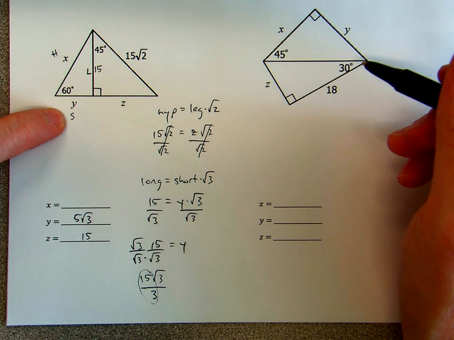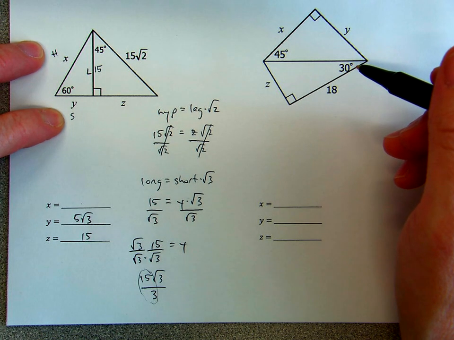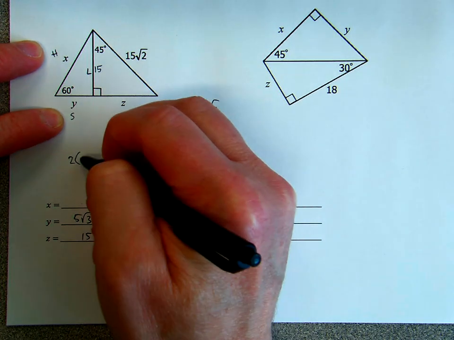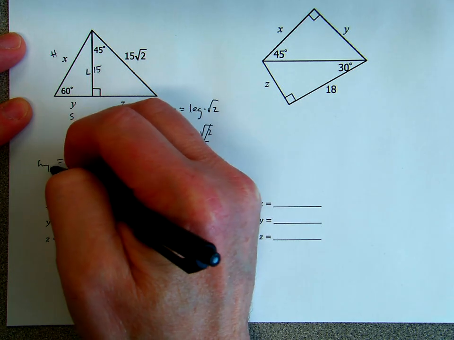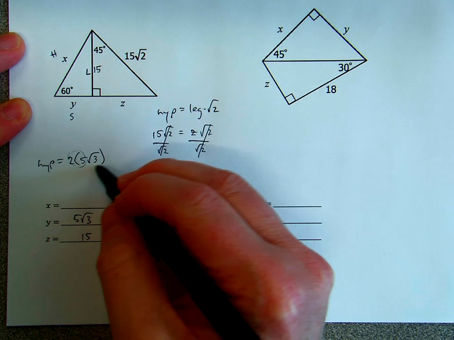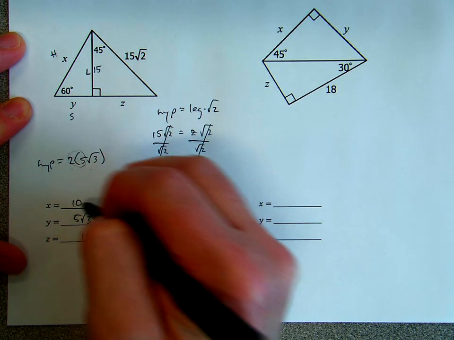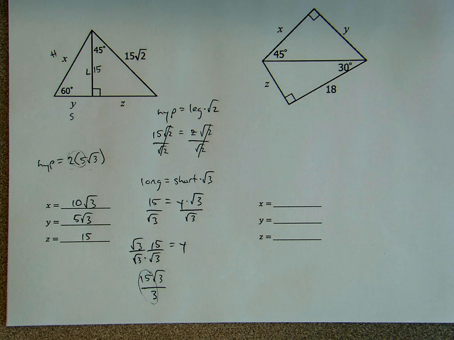So since y is my short side, if we double the short side, we get the hypotenuse. So if we double the short side, which is 5 square roots of 3, that is our hypotenuse. So I can multiply the 5 and the 2 together. I can't multiply roots and non-roots. So this is just going to be 5 times 2, which is 10 square roots of 3. Right?